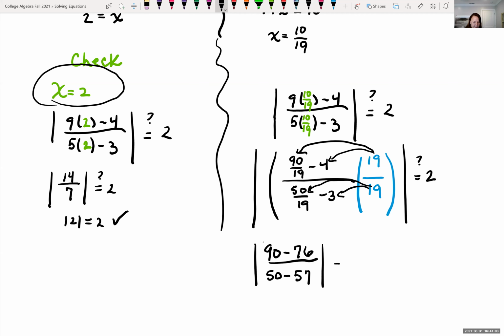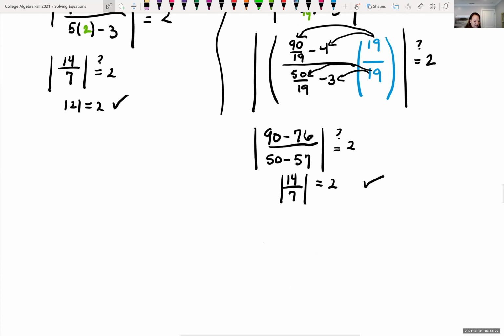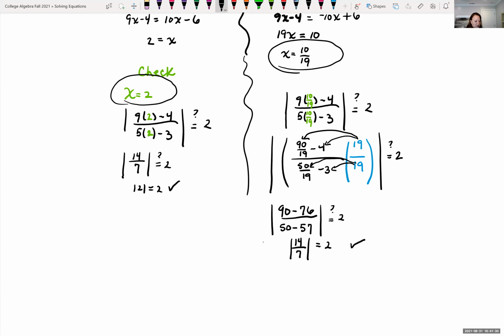And that absolute value, is this equal to 2? Well, 90 minus 76, that is 14, all divided by 50 minus 57, which is negative 7. The absolute value of 14 over 7, is that equal to 2? Yeah, the absolute value of 2 is equal to 2. So x equals 10/19 also works. And so we have two solutions. We have x equals 2 and x equals 10/19.